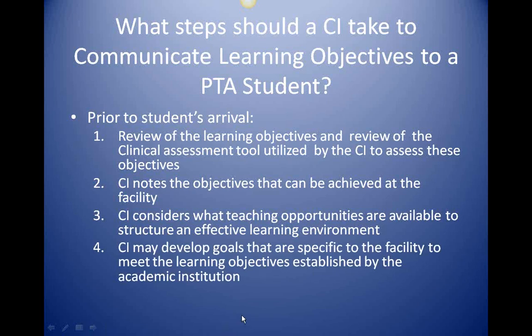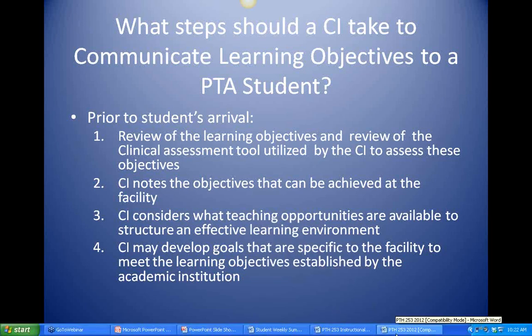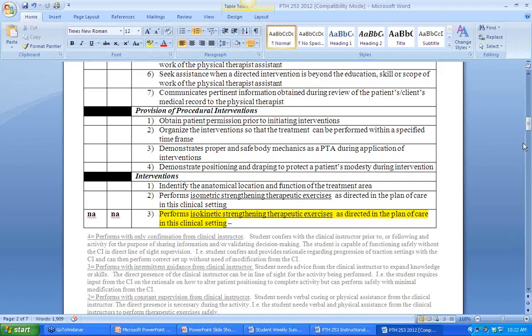Sean, can you click back to that assessment tool real quick for me? Let me give you a little bit of a specific example. Let's say it says identify anatomical location and function of the treatment area. That's a pretty broad goal. As an academic institution, we write those goals a little bit broad because there is quite a bit of variety in clinical settings. But this is where a CI may tweak that individually to their clinical setting.